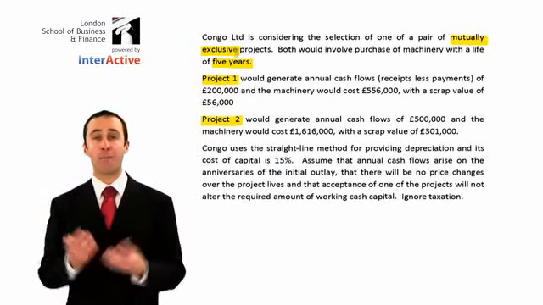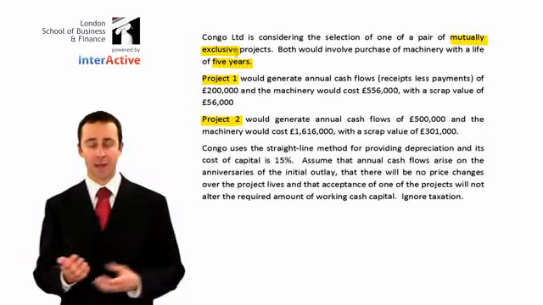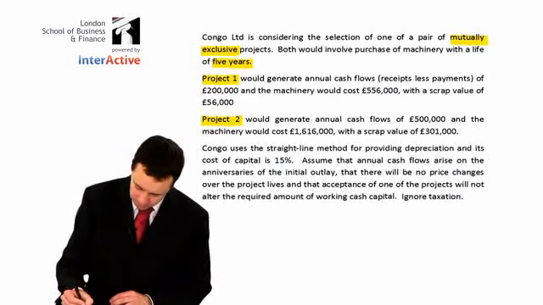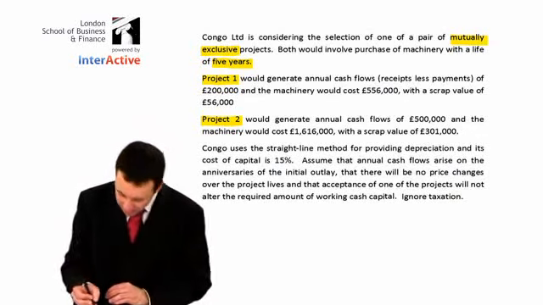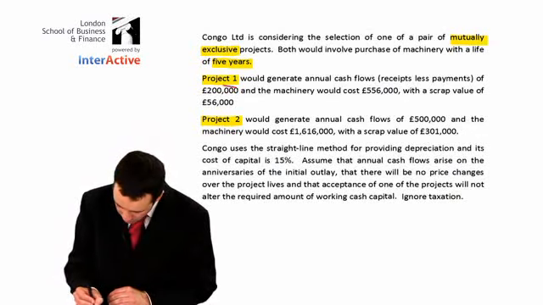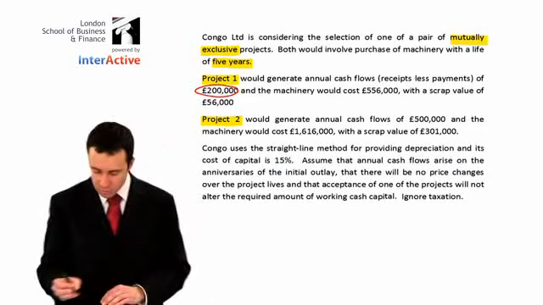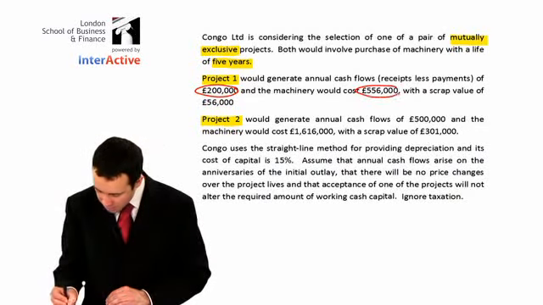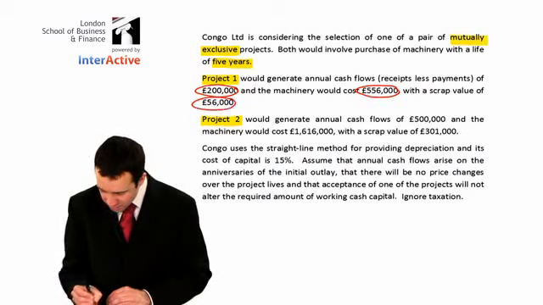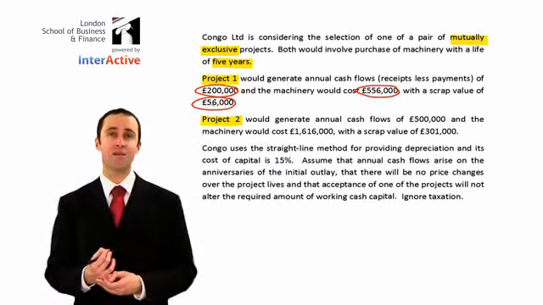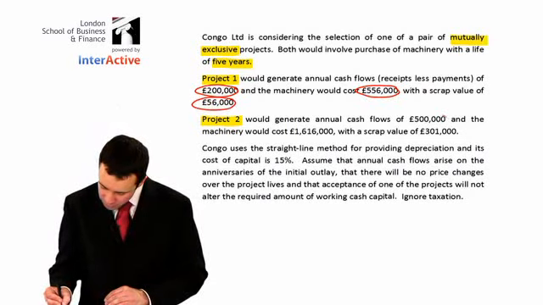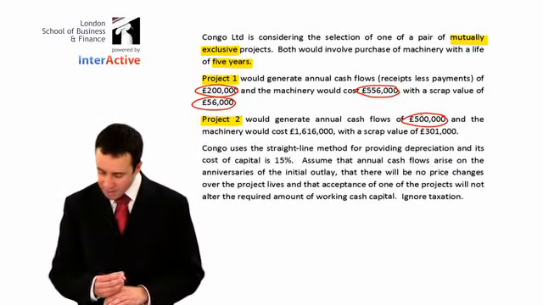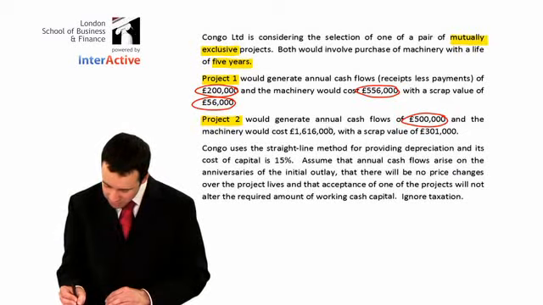We're going to go through and appraise these 2 projects, looking at our accounting rate of return. And the information that we are given is in project 1, we have annual cash flows of 200,000. It costs us 556, and we can sell the asset at the end of 5 years for £56,000. For project 2, we have annual cash flows of £500,000 for each of the 5 years.